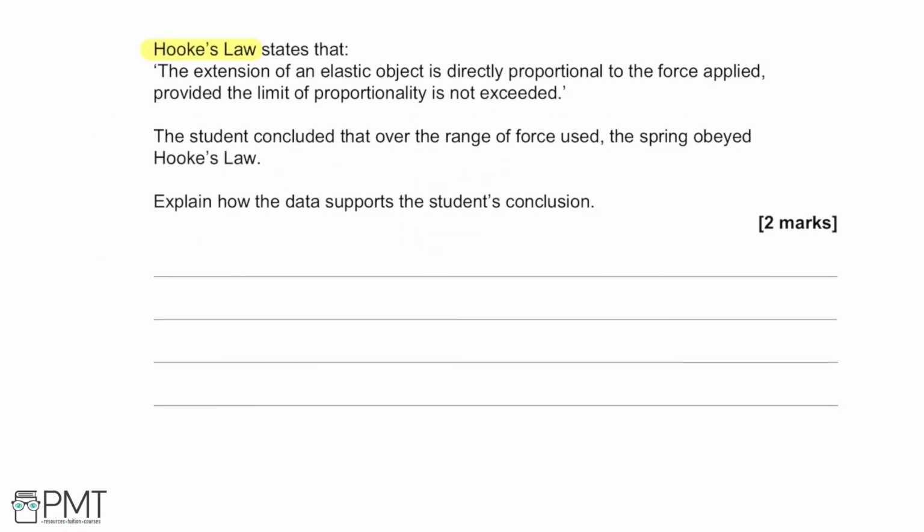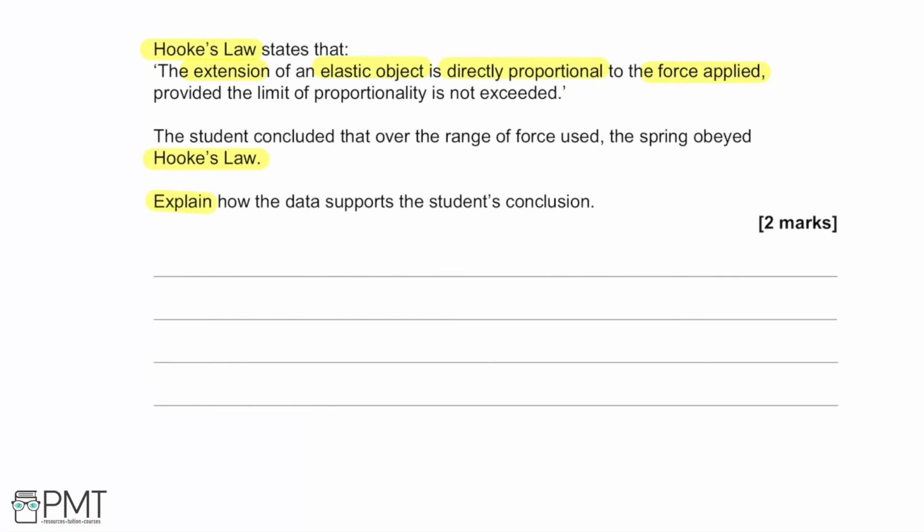Now we're told that Hooke's law states that the extension of an elastic object is directly proportional to the force applied, provided the limit of proportionality is not exceeded. We're told that the student concluded that over the range of forces used, the spring obeyed Hooke's law. And we're asked to explain how the data supports the student's conclusion. And this question is going to be worth 2 marks here. So we're just going to state our point and then go a little bit further into it to give a bit more detail in the explanation.